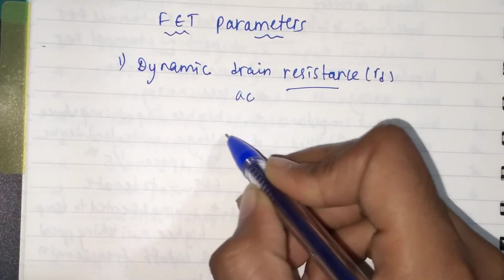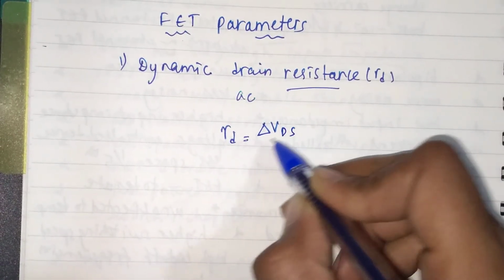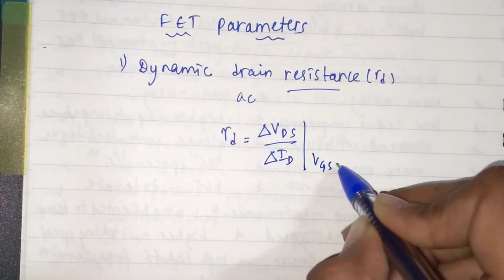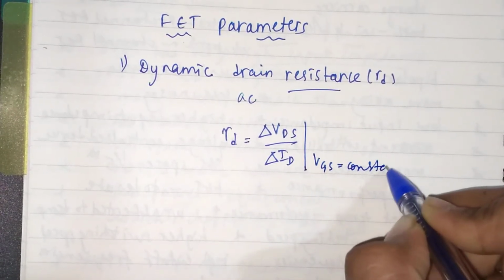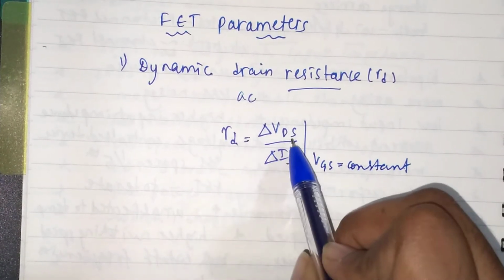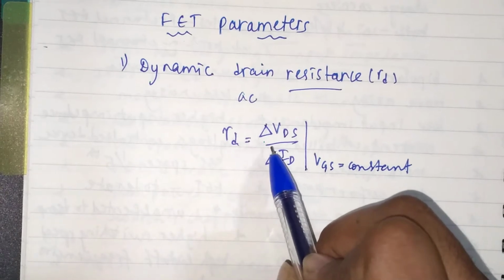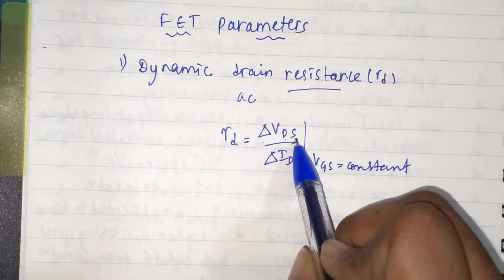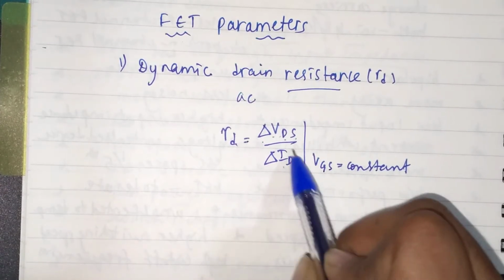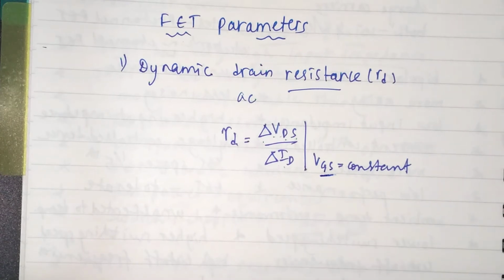Mathematically, it can be written as RD is equal to delta VDS by delta ID at VGS constant. Like we have defined earlier, it's the ratio of small change delta in drain to source voltage VDS to a small change in drain current ID at constant gate to source voltage VGS.